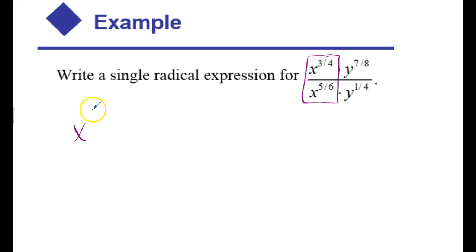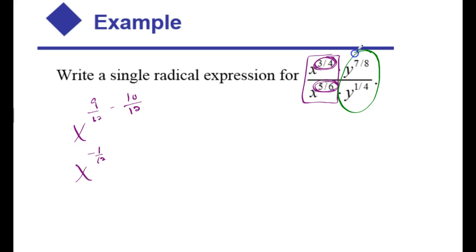So x to the, let's get common denominators, and remember we're going to subtract. So I'm going to choose common denominators of 12 and multiply numerator and denominator of this one by 3 and get a 9. Multiply numerator and denominator of this one by 2, because 6 times 2 will give me 12. So 9/12 reduces to 3/4 and 10/12 reduces to 5/6.